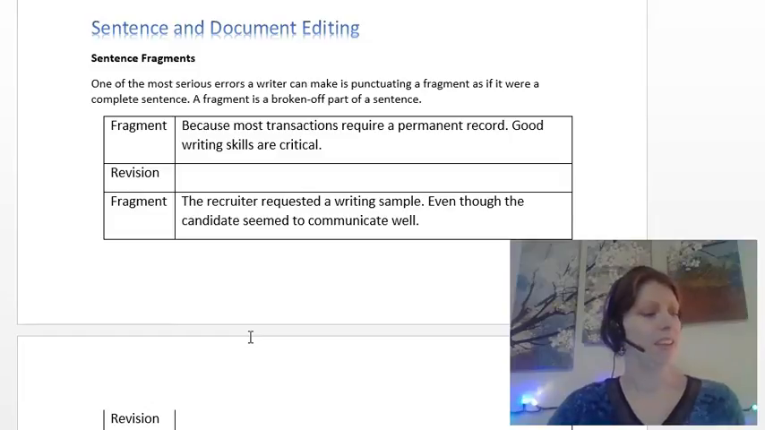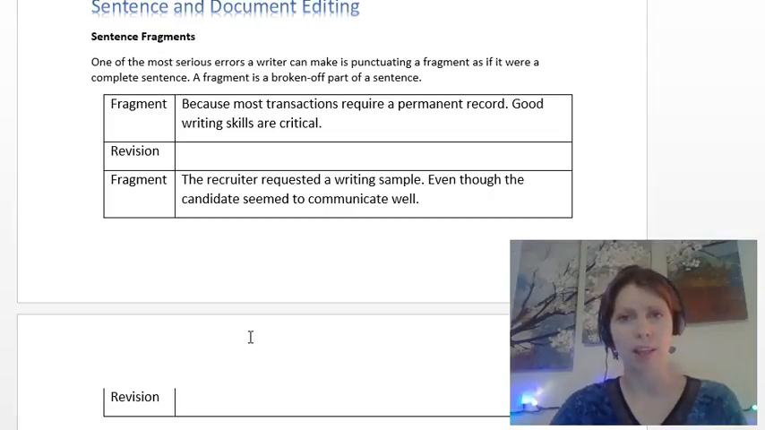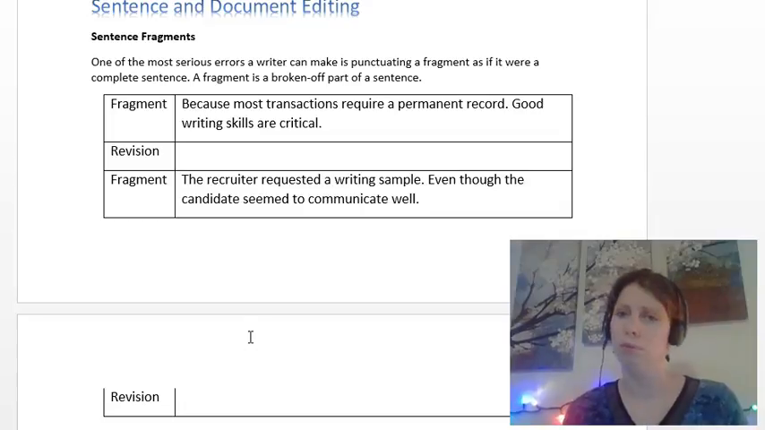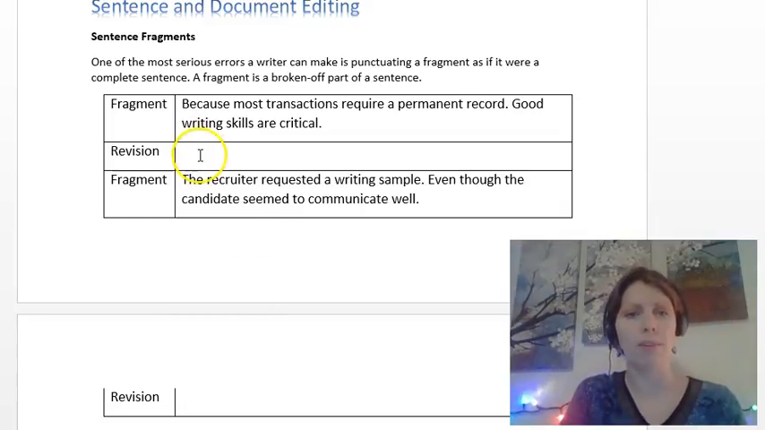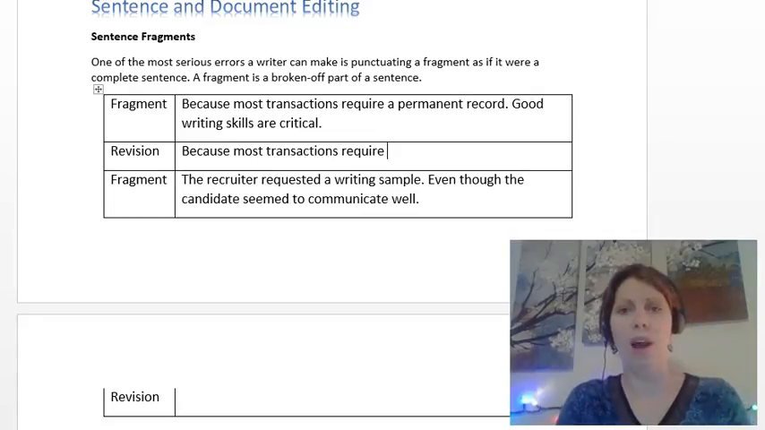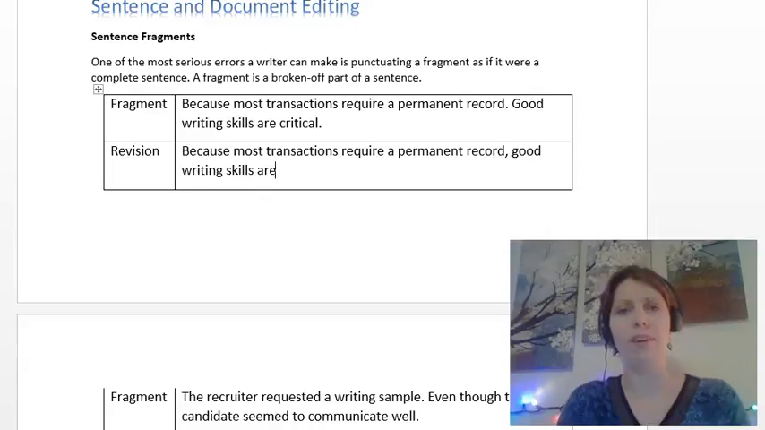All right. So, sentence fragments. One of the most serious errors that a writer can make is punctuating a fragment as if it were a complete sentence, so be careful. A fragment is a broken off part of a sentence. Example, because most transactions require a permanent record, good writing skills are critical. No, not quite. Because most transactions require a permanent record, comma, good writing skills are critical.